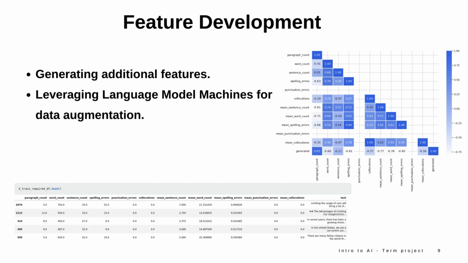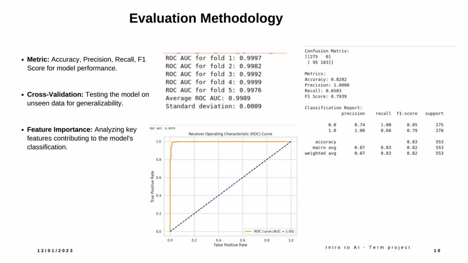As you can see in the slides, different features were created using NLP and other algorithms. Some of the features to name are paragraph count, word count, sentence count, spelling counts, collocation count, mean sentence count, etc. Also, you can see the Spearman correlation among the features and target variables. Area under ROC curve was one of the evaluation metrics. Accuracy, precision, recall, F1 score, confusion matrix, etc. were also used to evaluate the model performance.